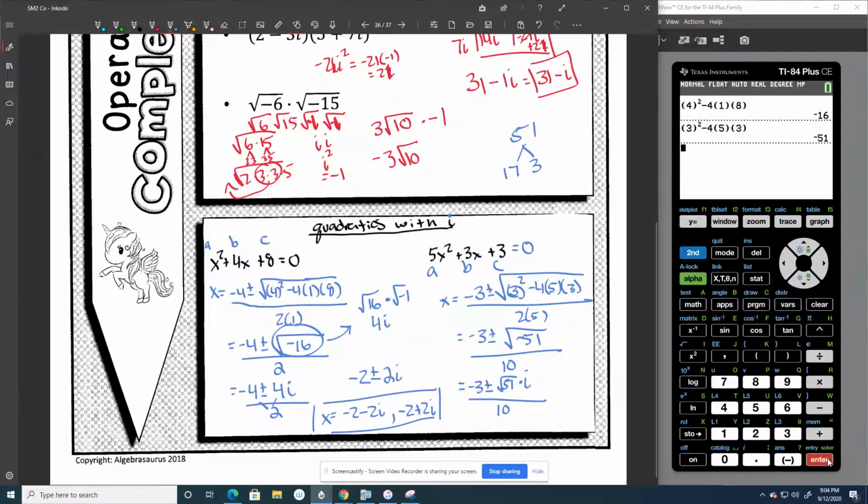So my answers, with all this space that I have, holy smokes, negative 3 plus root 51 i. The i is outside the root, guys. Don't put it underneath. Divided by 10. And negative 3 minus root 51 with an i outside over 10. Okay, if you're worried about that i getting mixed up underneath, you can always put it in front of the root. You can put i root 51. That's an acceptable answer as well.